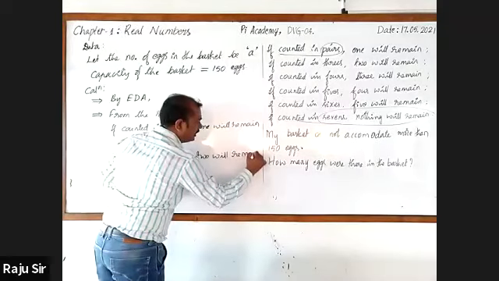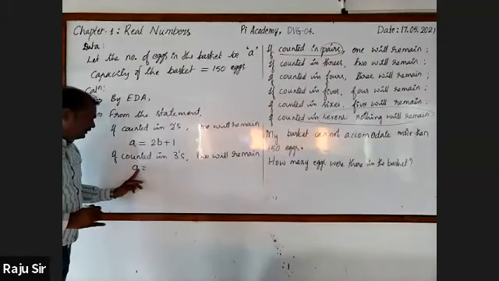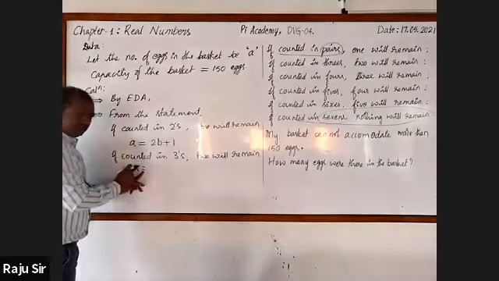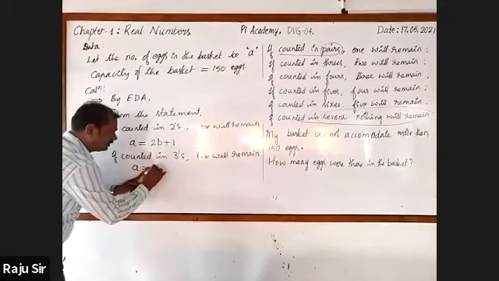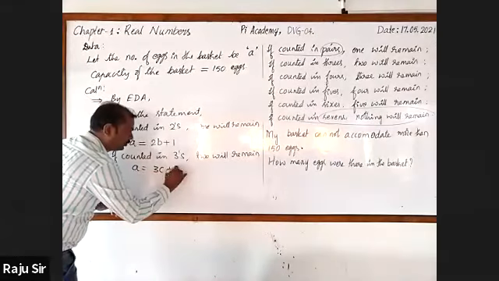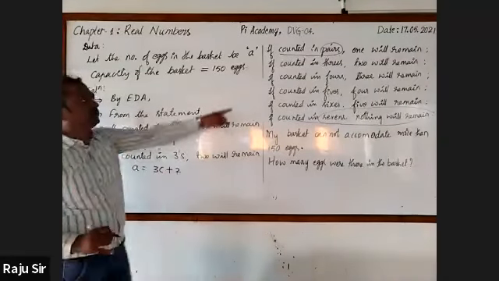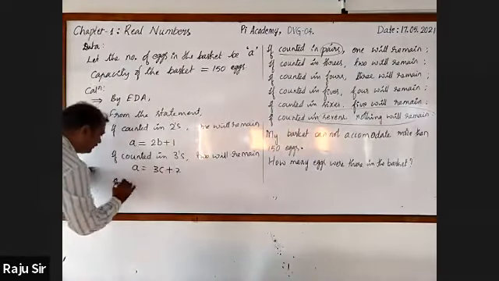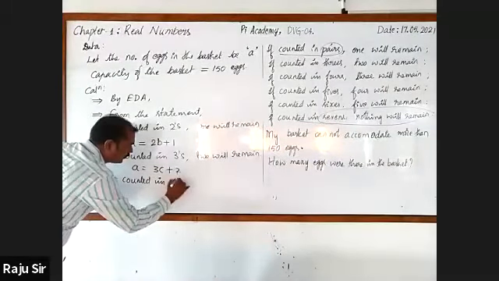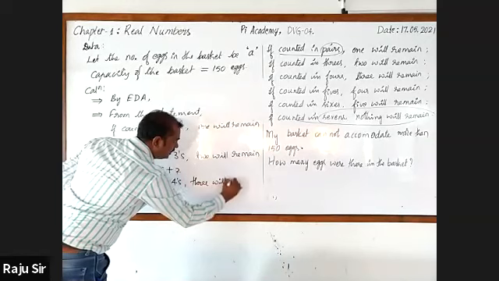2 will remain. Total number of x is a. This can be written as, when it is counted in 3s, 2 will remain. We can write it as 3c plus 2. Next, the third response was, if counted in 4s, 3 will remain.